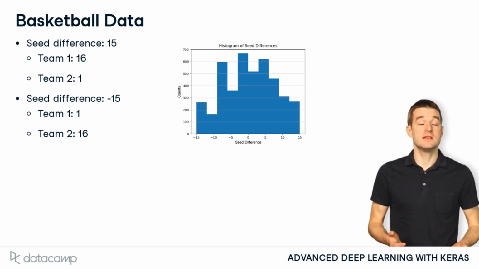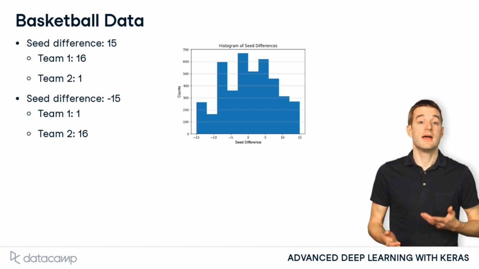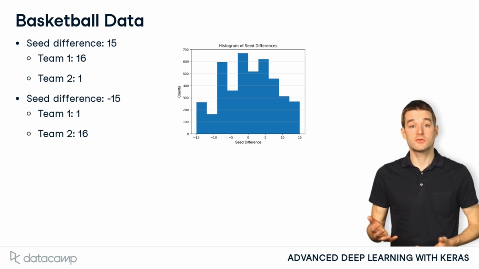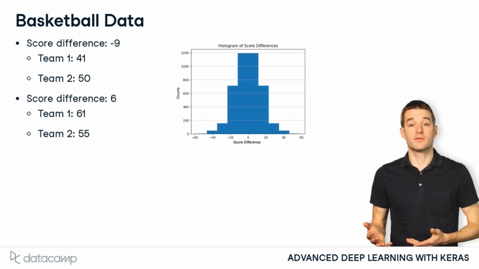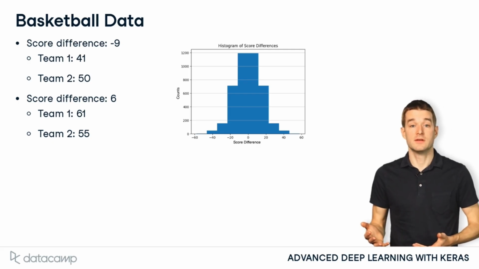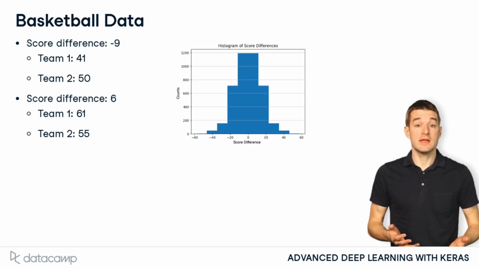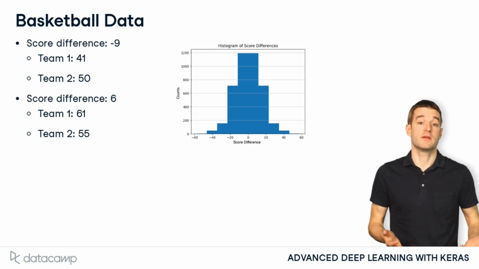So a positive seed difference is usually predictive of a negative score difference, and a negative seed difference is usually predictive of a positive score difference. Our target variable is the game score difference and ranges from about -50 to +50. This means you have games where Team 1 lost by 50 points and games where they won by 50 points.